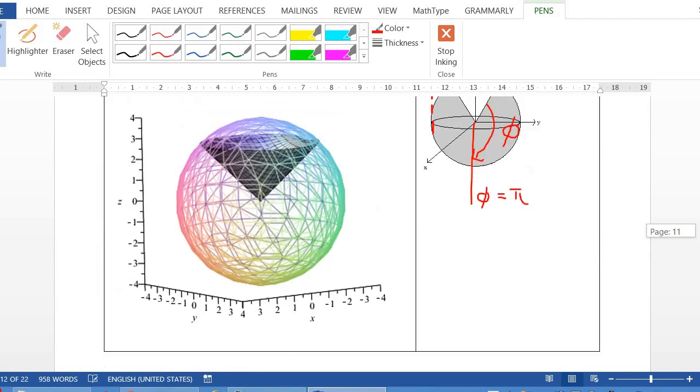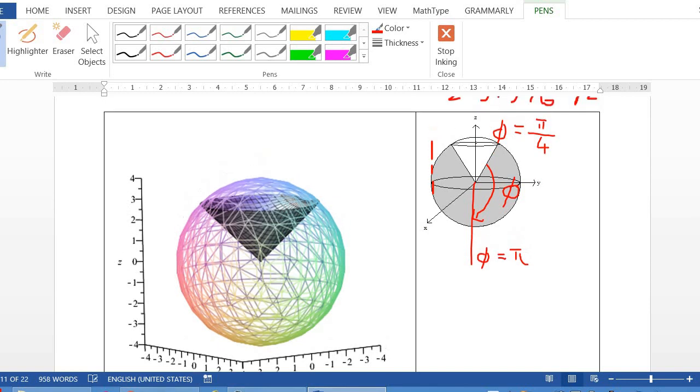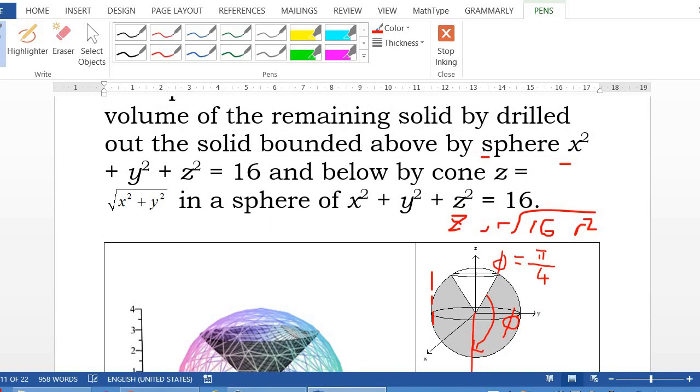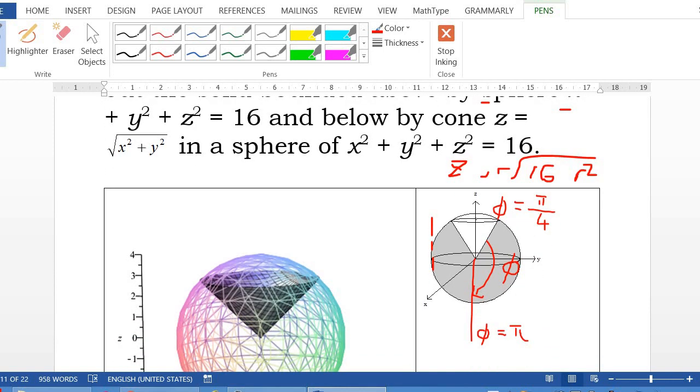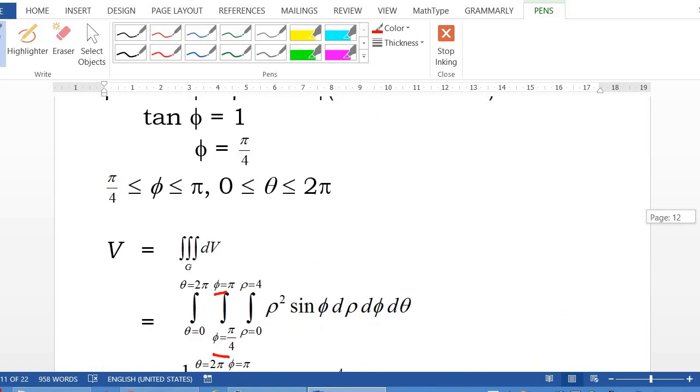Look at the gray color here, because it is the remaining solid we want to find. In example 4, the phi angle is measured from the positive z-axis until the cone, where phi is pi over 4. We want the solid after drilling out the ice cream cone, so it is from phi equal to pi over 4 until phi equal to pi. So you see the difference here.